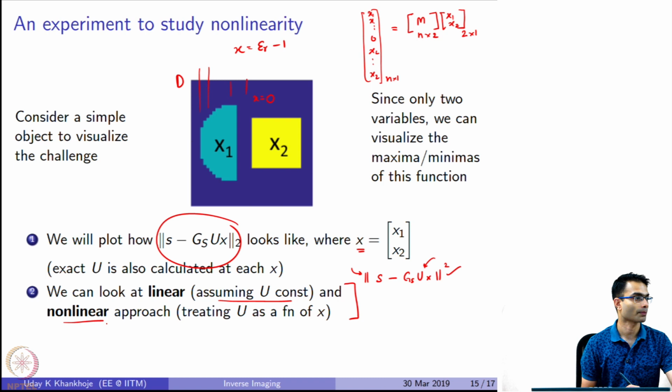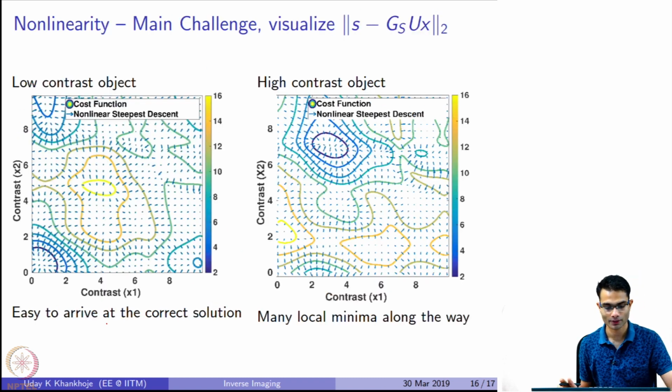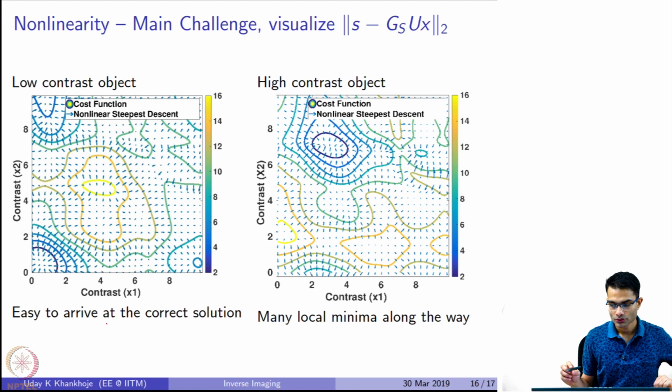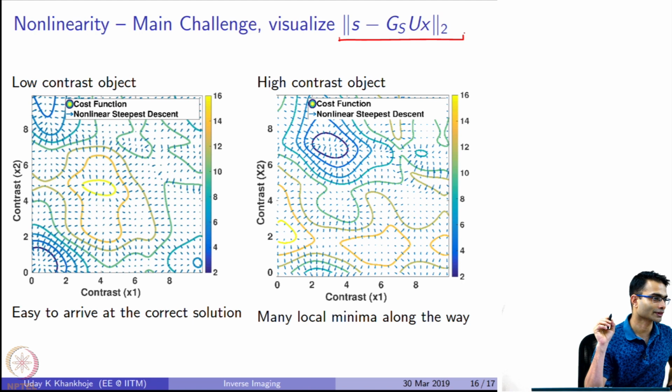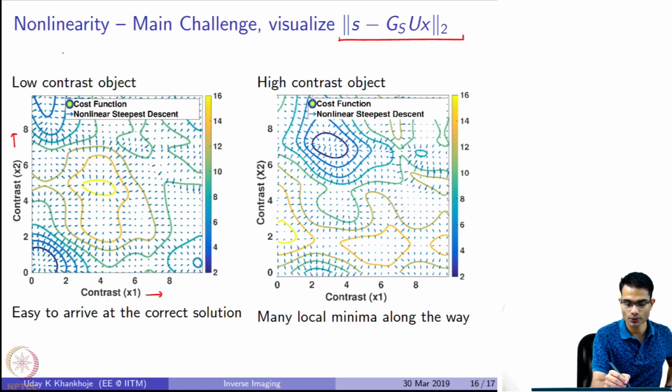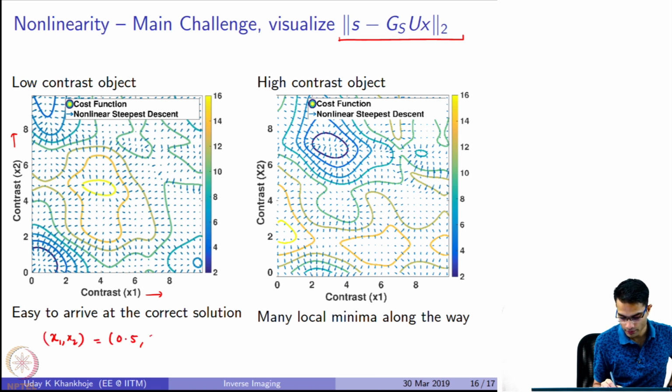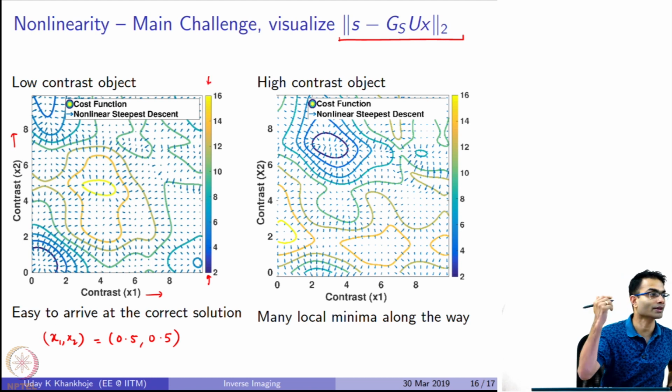So now let's see what happens. We have set up the problem very well. What I am plotting is the value of this objective function s minus gsux. What are my axes? x1, x2. Let's first look at the left hand side. This is a low contrast problem where the true solution is x1, x2 equal to 0.5, 0.5. Dark blue corresponds to the lowest value and yellow corresponds to the highest value of the cost function.